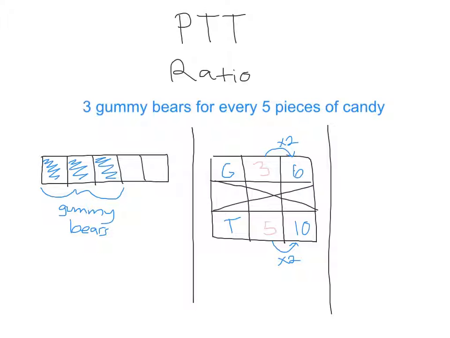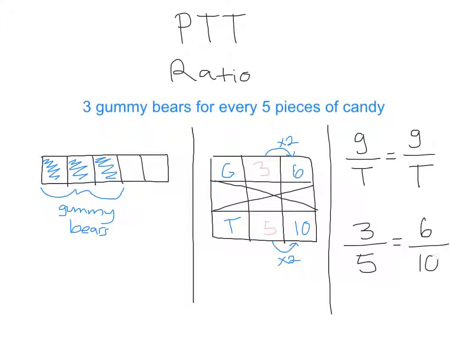I can also create a proportion by writing 2 fractions. I can write gummy bears over total, which should equal gummy bears over total. So for example, if I have 3 gummy bears over 5 total candies, that's the same as 6 gummy bears over 10 total candies. Because if I reduce 6 over 10, I still get 3 over 5. So these are 3 different ways to solve part-to-total ratio problems. So let's go ahead and use these key concepts to solve the following examples.